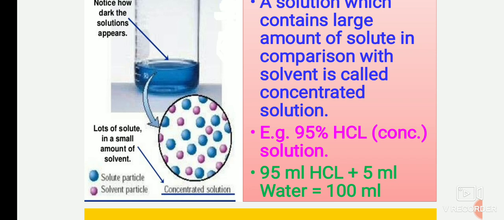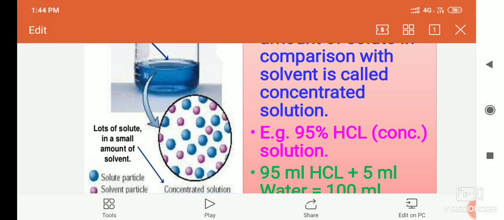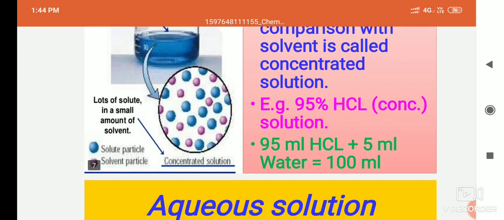In the beaker, we take 5 ml water and 95 ml of HCl is added into it. Here, the amount of solute is larger than the solvent. Therefore, the color of solution is dark.